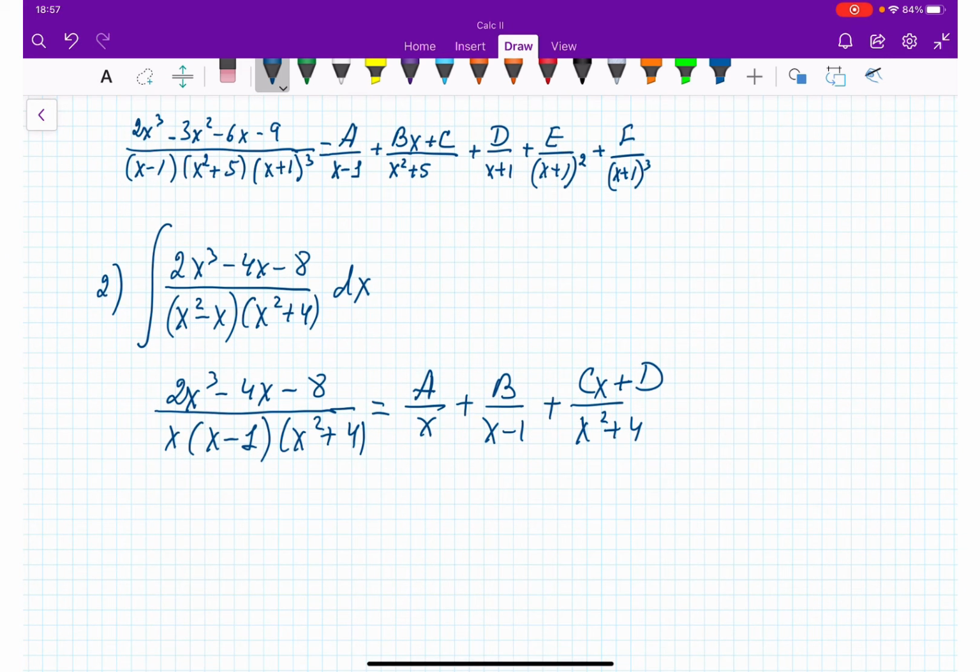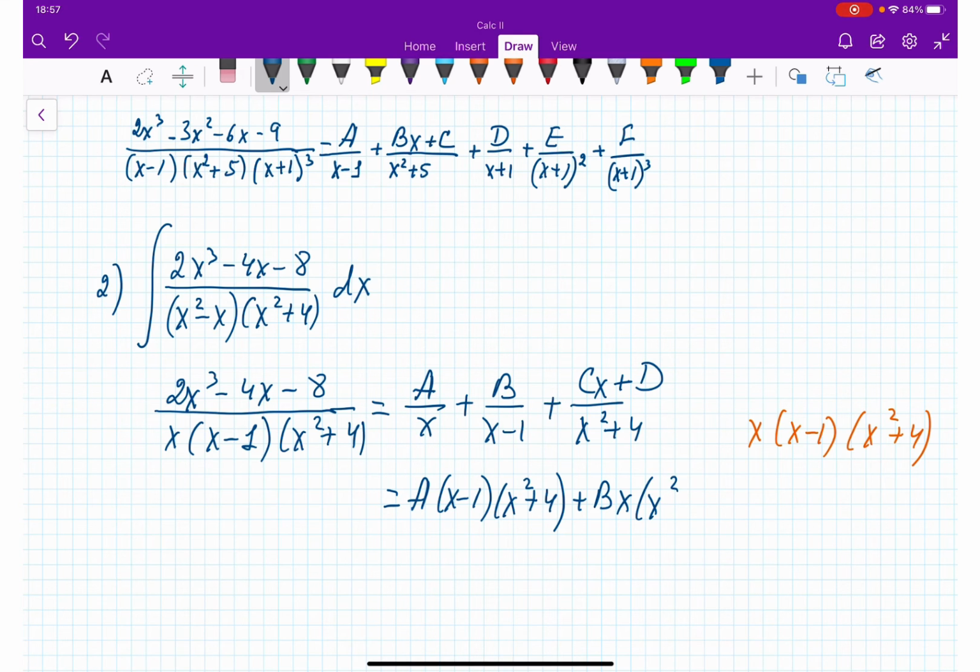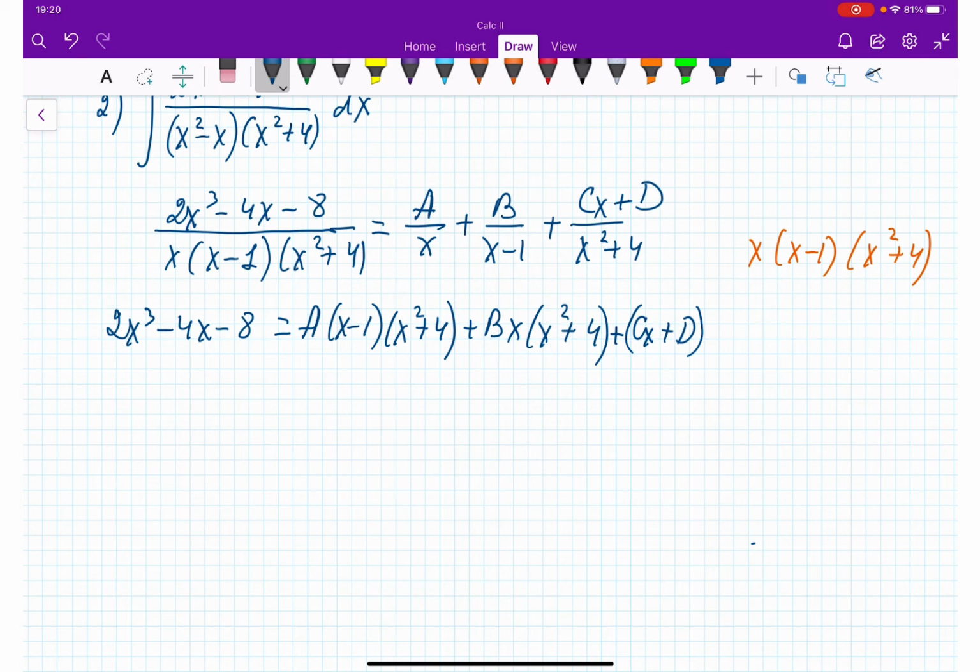Now we're going to bring this to a common denominator, which is going to be x times x minus 1, x squared plus 4. So from here, I am taking a multiplying by x minus 1, x squared plus 4, plus b multiplying by x and x squared plus 4, and plus cx plus d multiplied by x and x minus 1.